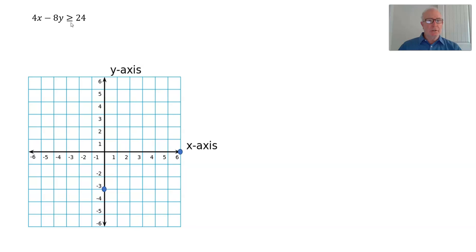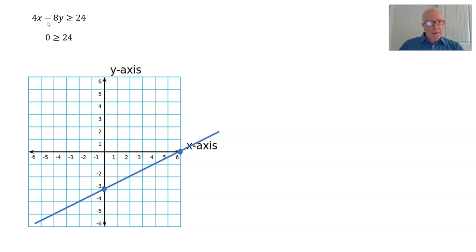This is a solid line. So because that's equals to, we're going to draw the solid line. Now, if I were to plug in a 0 for x and a 0 for y, I would get 0 is greater than 24, and that's not true. 0 is not greater than 24, so 0, 0 can't be part of my solution. So this says greater than, but greater than is not part of the solution. So this is where we have to be careful.